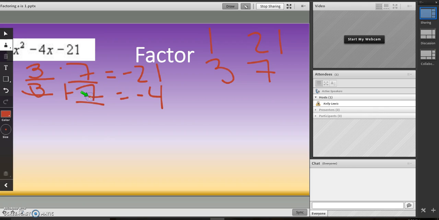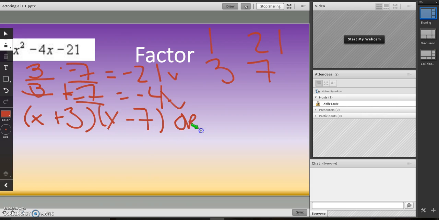Now here's the tricky part. We have to figure out the signs. Because 3 times 7 is not negative 21, and we need a negative 4, the only way to get a negative 4 is with a negative 7. So 3 plus negative 7, like you have $3 in your pocket but you owe me $7, is negative 4, check. And 3 times negative 7 is negative 21, check. So then we would write x plus 3, x minus 7, and I don't care if you want to write x minus 7, x plus 3.